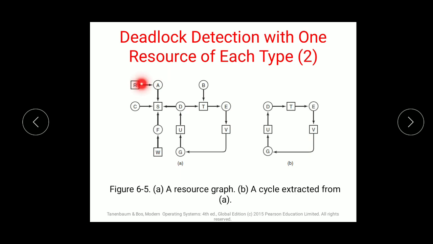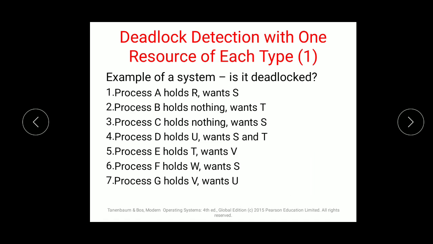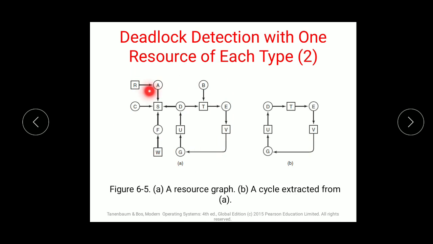Process A holds R and wants S. Process B holds nothing and wants T. Process C holds nothing, wants S. Process D holds U and wants S and T. Process E holds T and wants V. Process F holds W and wants S. Process G holds V and wants U. So here, as you can see, all these statements I have explained with this diagram.